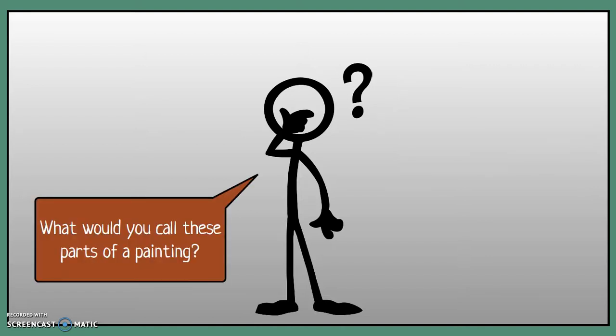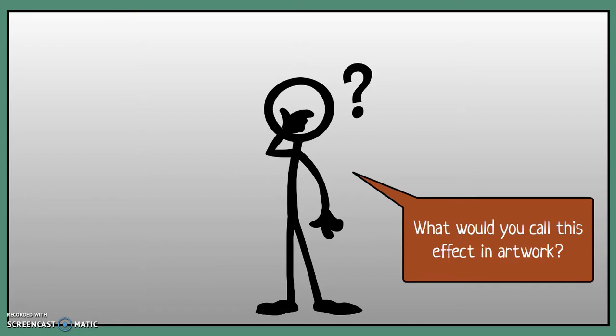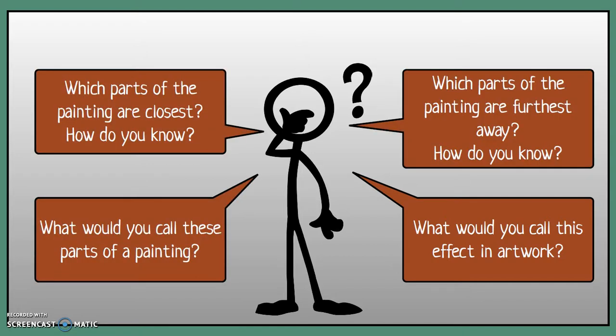Now we've looked at the parts closest to us and the parts furthest away. Do you know the words and the vocabulary that we would use to describe these parts of the painting? And finally, do you know what we call this effect in artwork? So we're going to go and have a look at our painting, Industrial Landscape, which was painted by Lowry in 1955. And I want you to think carefully about these questions so that you can get an idea of what we're looking at today and how we're going to apply that colour mixing, the tones, the tints, the shades that we did last session into our paintings.